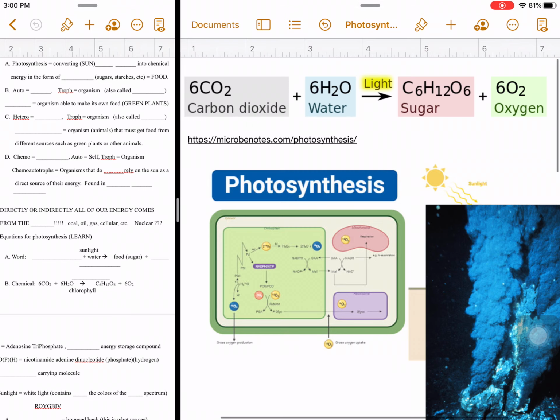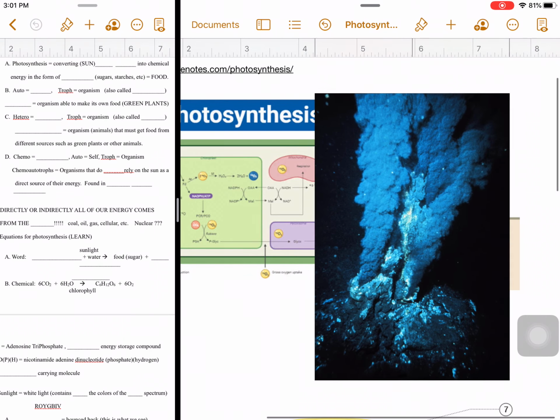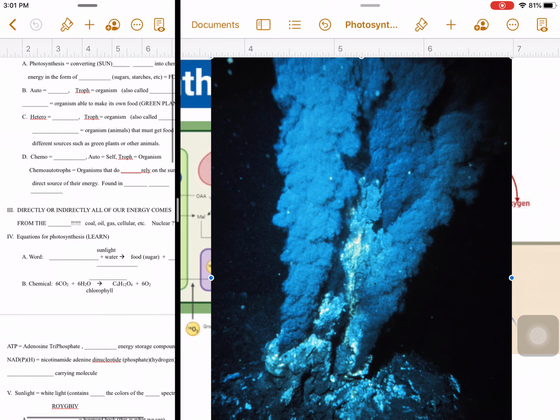Finally, you have chemotrophs, and I have a picture of a deep undersea vent over here on this side. This is a chemotroph, or a set of chemotrophs. Chemo means chemical, auto means self, and troph means organism. Chemoautotrophs are organisms that do not rely on the sun as a direct source of their energy, and they are found in places like deep ocean trenches. The deep ocean trenches are the best example. We'll just go there.